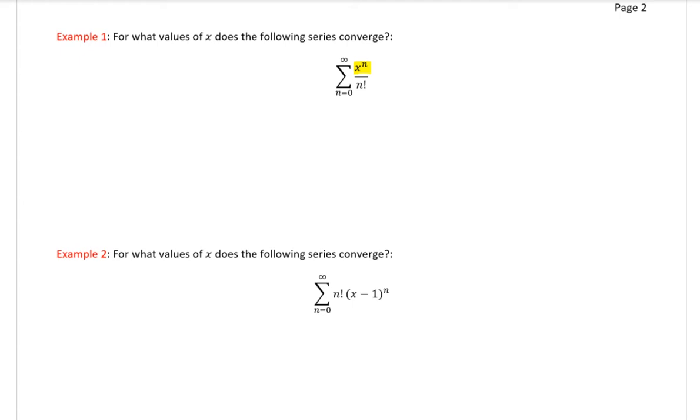This one is pretty nice. We've actually probably even done this before. If we do the limit as n approaches infinity of a sub n plus 1 times the reciprocal of a sub n, what we're going to get if we plug in n plus 1, we get x to the n plus 1 divided by n plus 1 factorial times the reciprocal of that, which is n factorial over x to the n.